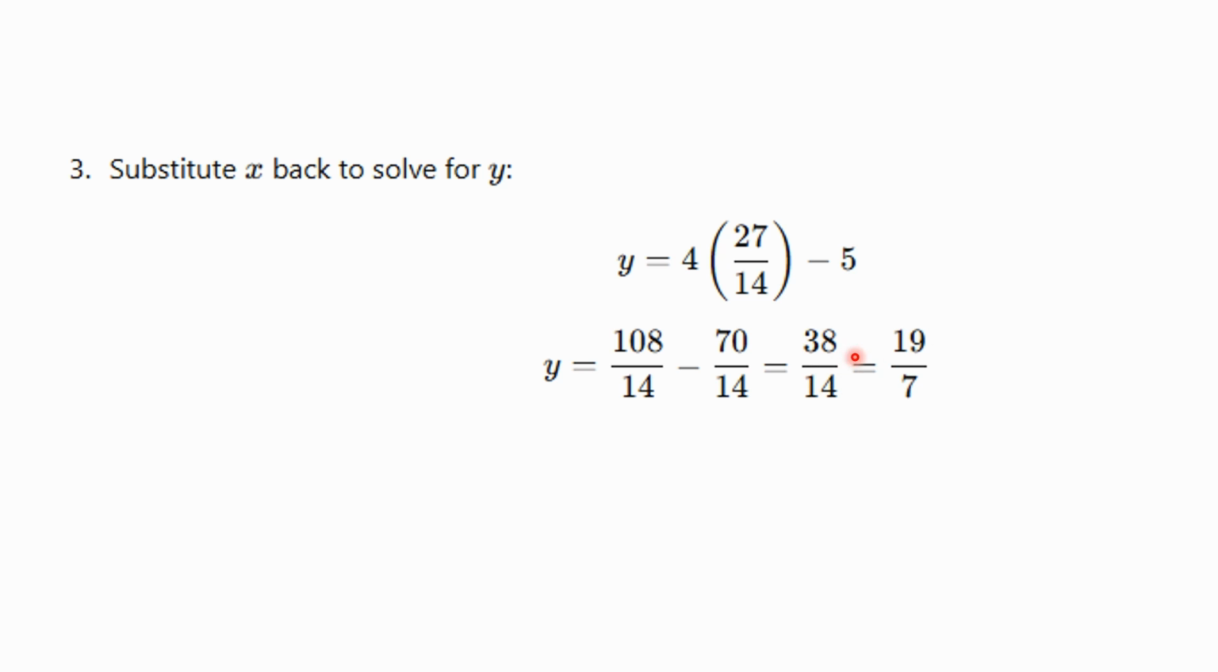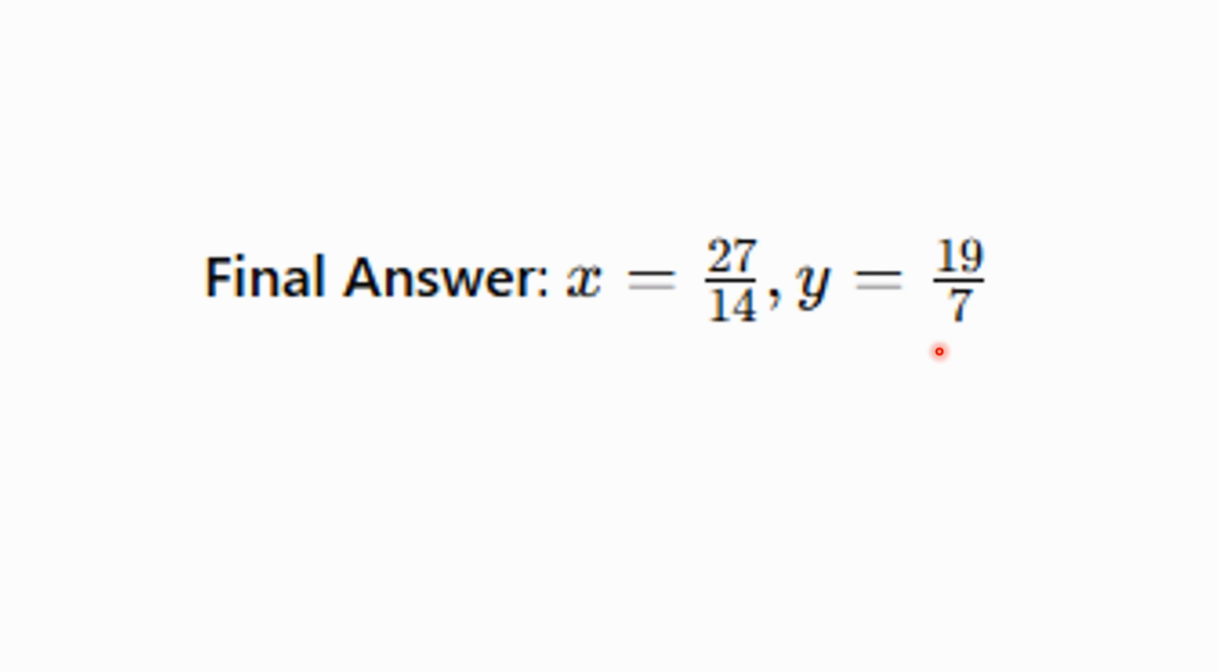And that's because we can easily look at this and realize we can divide the top by 2, the bottom by 2, and that leaves us with 19 sevenths. So that's that we have this fraction reduced here. So y would be equal to 19 over 7. So that leaves us with our final answer of x equals 27 fourteenths and y equals 19 sevenths.